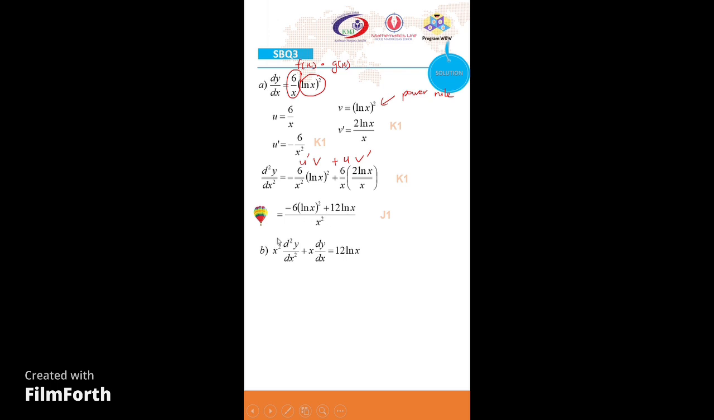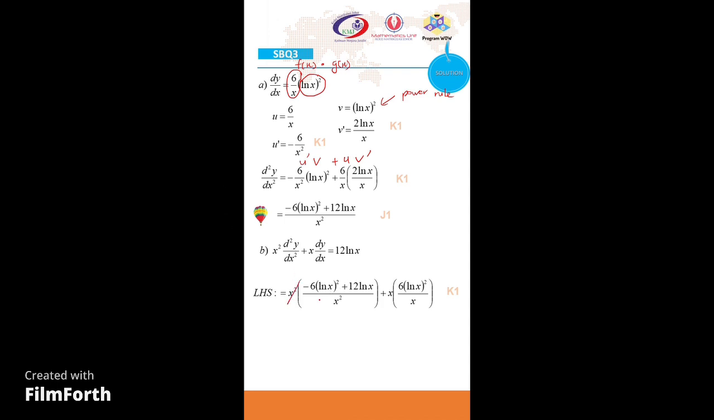Okay, then B, you need to show that the left hand side is equal to the right hand side. So you can start with the left hand side. For the left hand side, the term of the second derivative, you can substitute with the second derivative that you get from the previous question. And then for the dy, the first derivative, you substitute with the first derivative that you get from the previous question. Okay, next you need to simplify.